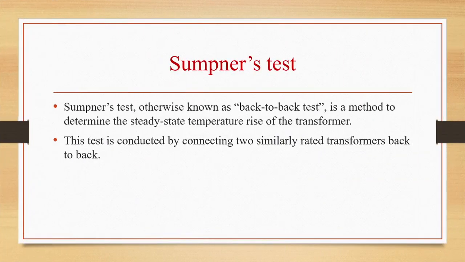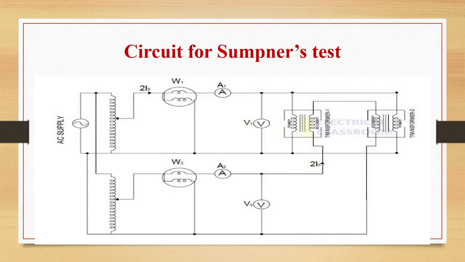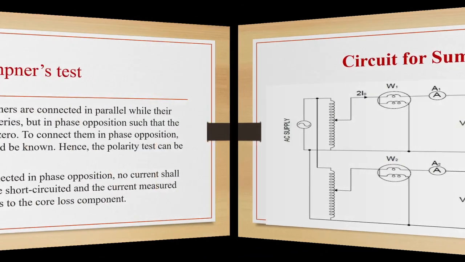Next is Sumpner's test. Sumpner's test is also called as back-to-back test. It is a method to determine the steady-state temperature rise of the transformer. This test is conducted by connecting two similarly rated transformers back-to-back. So this is the circuit diagram for Sumpner's test. Two transformers are connected back-to-back. Two ammeters, two voltmeters and two wattmeters are connected here.